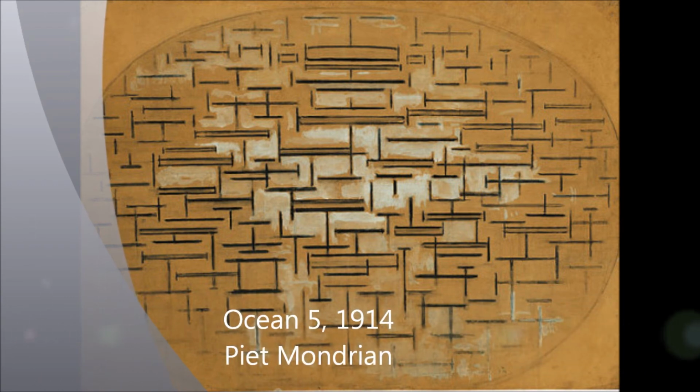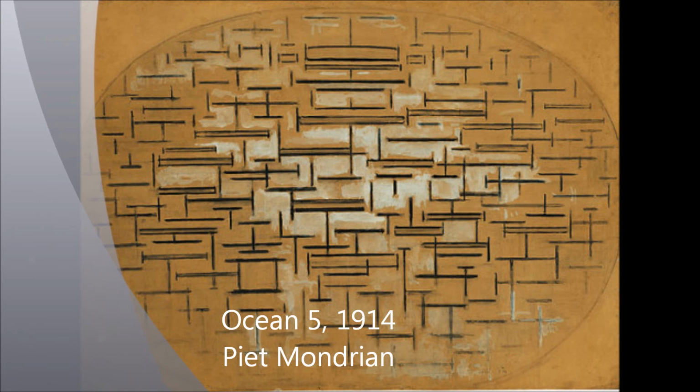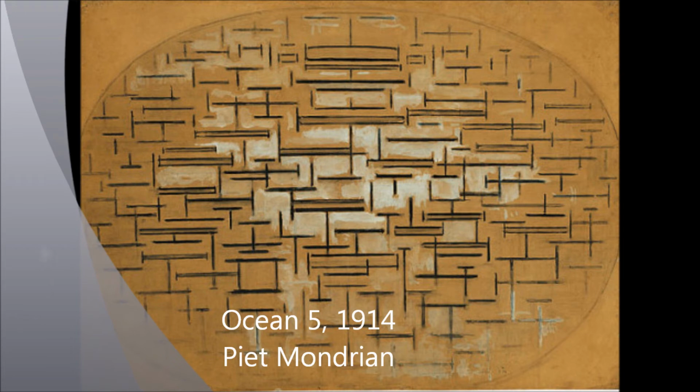Ocean 5, 1914, Piet Mondrian. Charcoal and gouache on wood pulp, wove paper glued to Homosote panel. Piet Mondrian, arriving in Paris, adopted the style of Cubism. This piece is inspired from Cubism with an oval layout and grid structure.